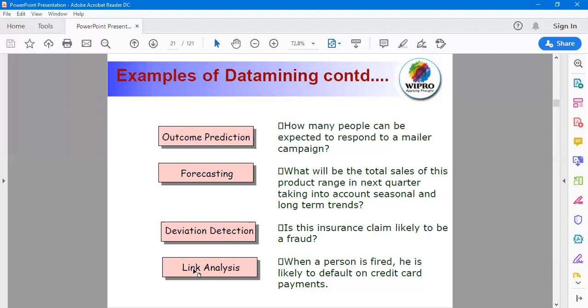Another type of pattern mining is link analysis. So you can find relationships in the form of links. The example quoted here is: when a person is fired, he is likely to default on credit card payments. It's quite natural. Some people go into disaster and are not able to handle it financially and emotionally, and they end up with such an attitude.